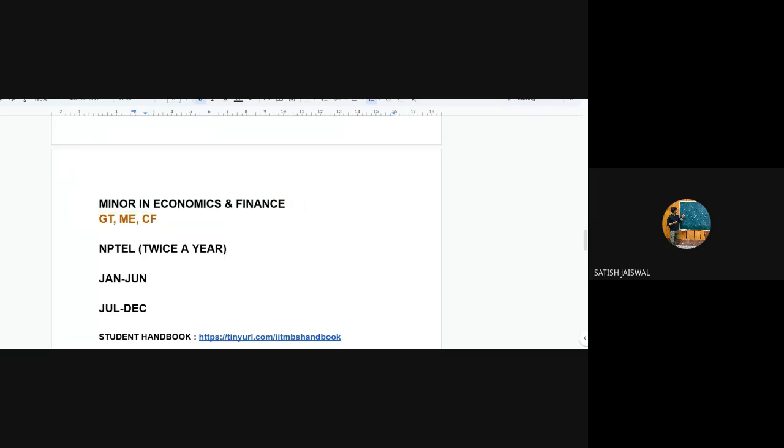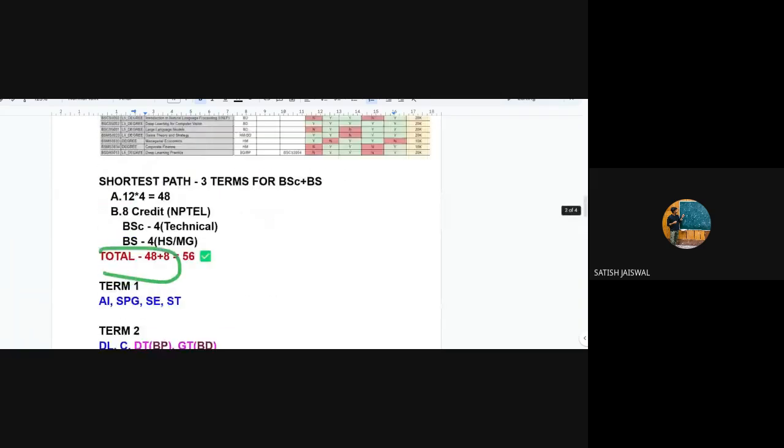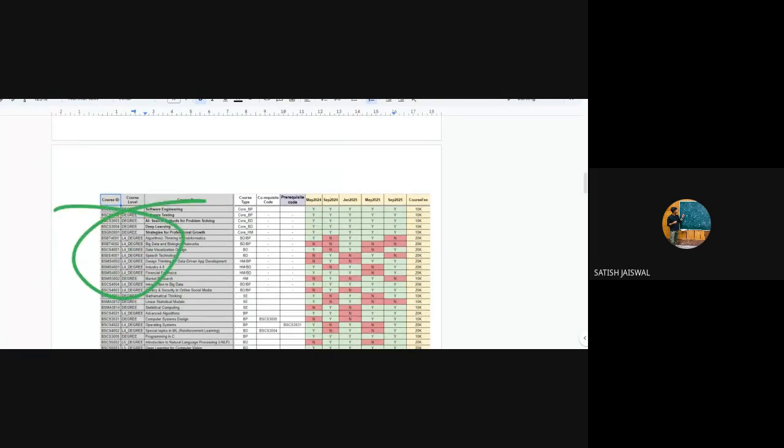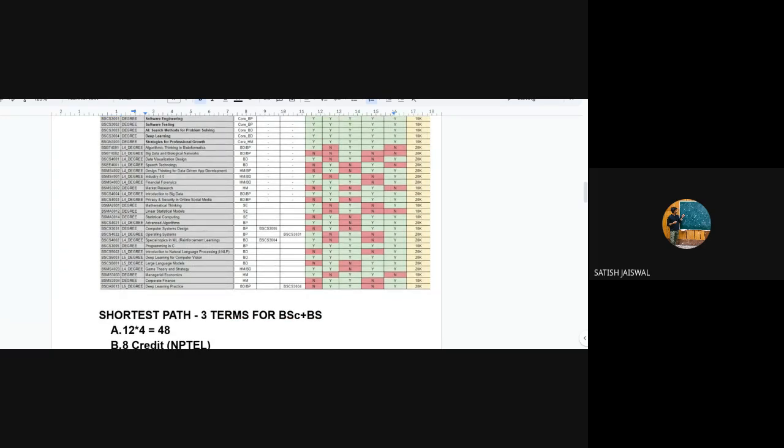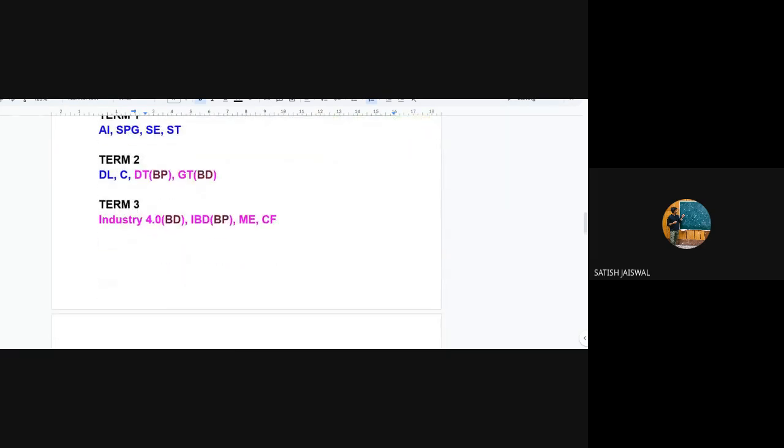Along with your BS degree, if you complete game theory, managerial economics, and corporate finance, these three specific courses from this list, you will get a minor in economics and finance along with your BS degree. I already told you, you are free to take any of the courses as long as you are satisfying the requirements for the BD and the BP courses. So if you are taking these courses, GT, ME, and CF, you will be able to complete economics and finance.